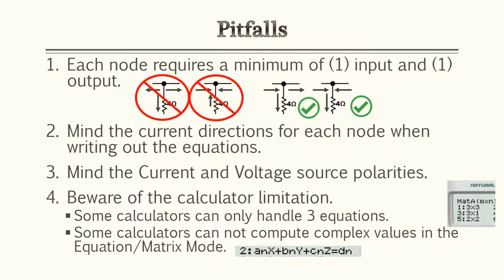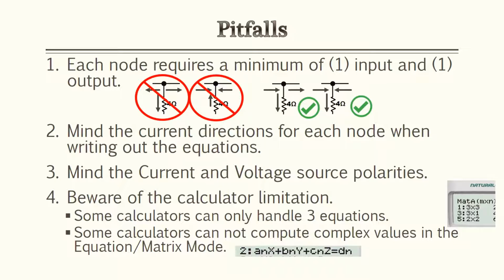Now, when performing nodal analysis, there are pitfalls that usually trip people up. For example, each node requires a minimum of 1 input and 1 output. When current flows into the node, it must be able to flow out of the node and vice versa. You couldn't have a node with all outputs or a node with all inputs. So be aware when you're guessing your current flow directions to have at least 1 input, 1 output.